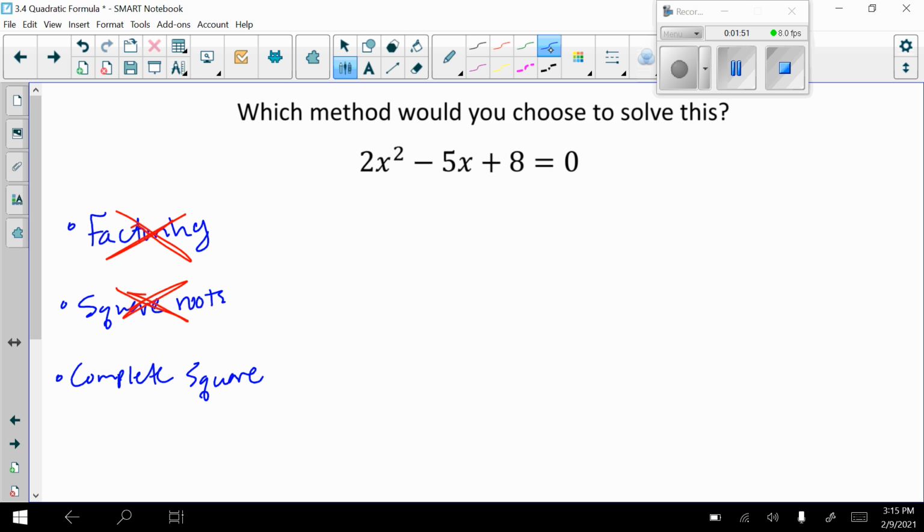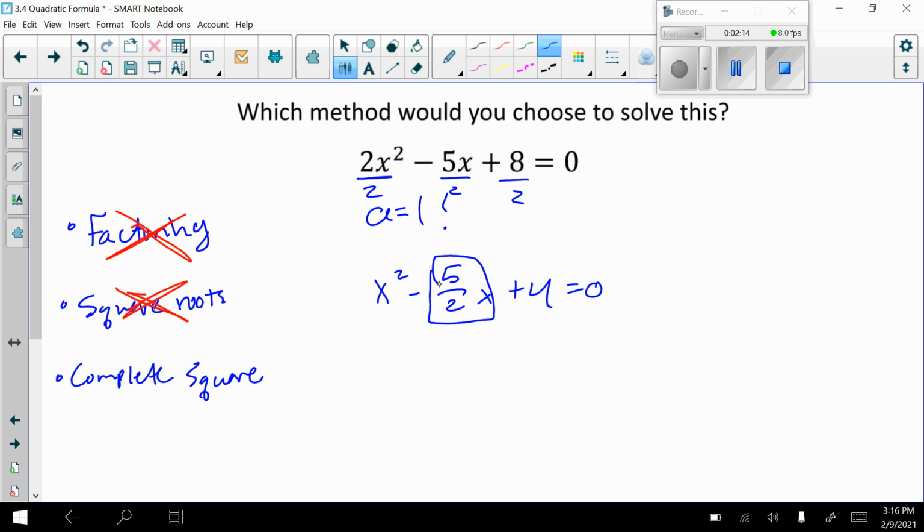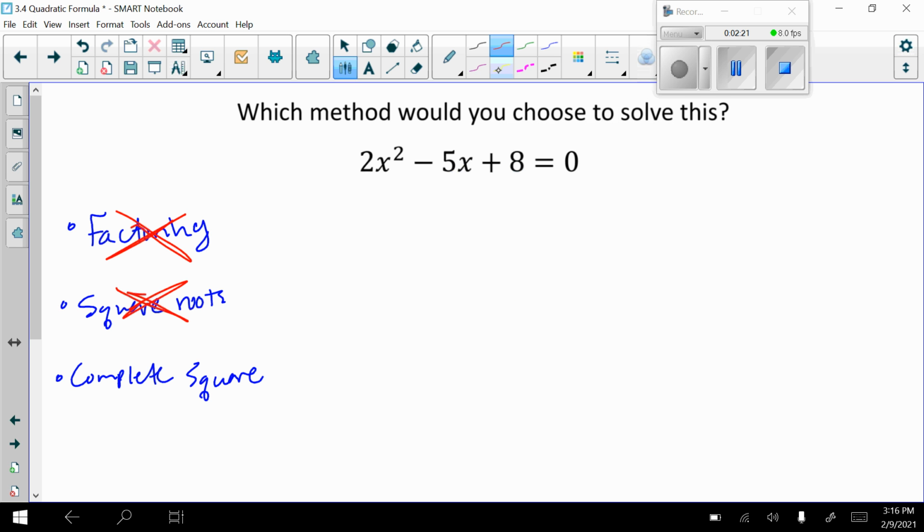What about completing the square? Remember, in the completing the square video, I mentioned that a must be 1 when we use completing the square. So if you tried to divide everything by 2 in order to force that to happen, you would get x squared minus 5 over 2x plus 4 equals 0. And I don't want to deal with a fraction. You could use completing the square with the fraction, but I don't want to do that. It seems kind of ugly. So completing the square is not a great option for us either.